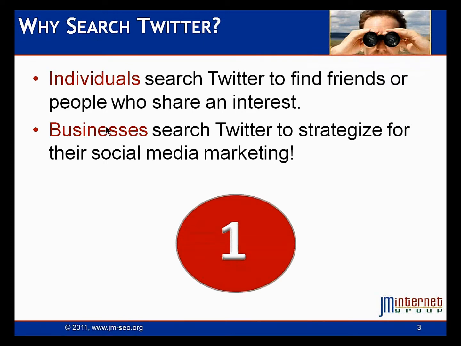So first of all, why do individuals search Twitter? Twitter is sort of the gossip center of the universe these days. You might be really excited about the next Taylor Swift CD. It's called Red. You might be really into Rihanna. You might care about organic food. You might want to find people who are talking about Obamacare, pro, con, whatever. Any sort of topic can be found on Twitter if you know how to look. And that's what a lot of individuals are doing. And they're looking for people who share that interest.